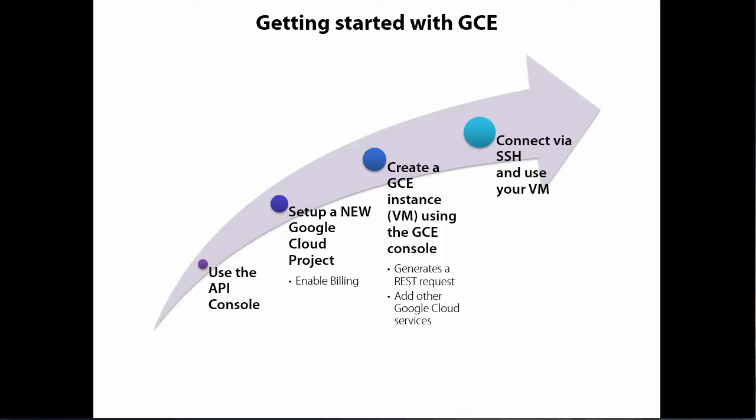So then we'll set up a new Google Cloud project and enable billing, and then we will create a Google Compute Engine instance or VM using the console, and this will generate a REST request, and we may add other Google Cloud services to our VM, as we talked about in the first screencast. So things like SQL relational storage or other APIs. And then once your VM is spun up, you can connect via SSH and use your VM because, of course, it's fully owned by you.